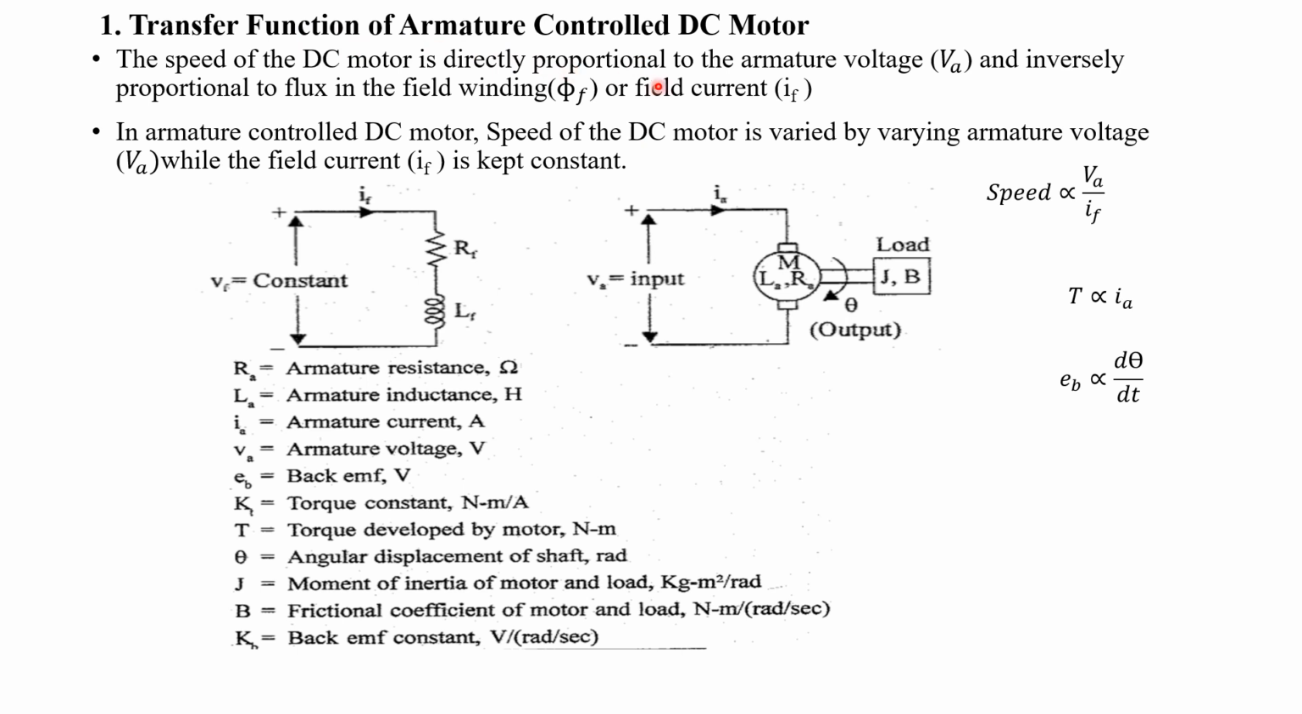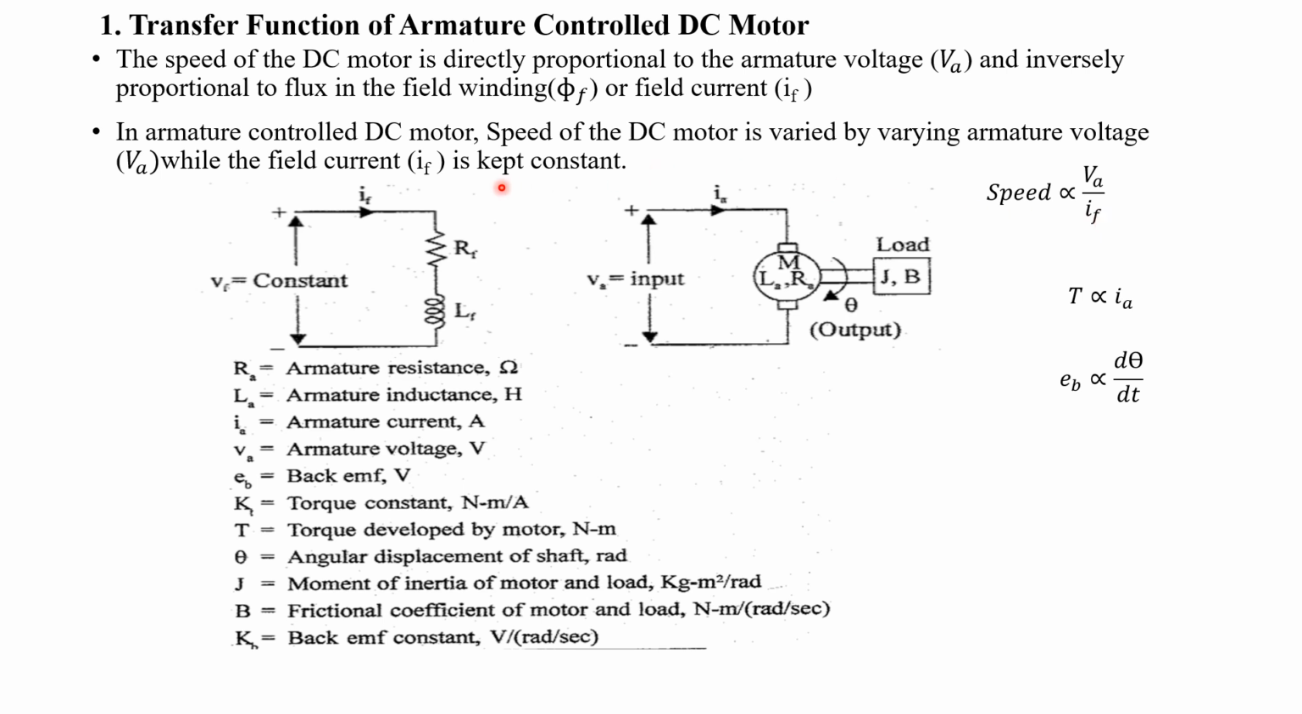For this DC motor, the output will be the speed. The speed of the DC motor will be directly proportional to the armature voltage, and inversely proportional to the flux in the field winding. The flux is directly proportional to the current, which is why we write it as the current in the field winding. So we should know this concept, that the speed of the DC motor is directly proportional to the armature voltage VA as well as inversely proportional to the field current IF.